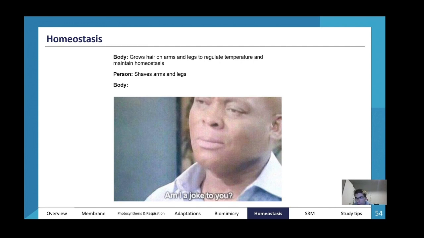I'm not sure. Biomimicry is a concept that has been around for a long time, but me, just like most people out there, haven't really paid enough attention to it, I guess. For example, and actually, yeah, on the topic of maintaining a constant environment, we can talk about homeostasis.